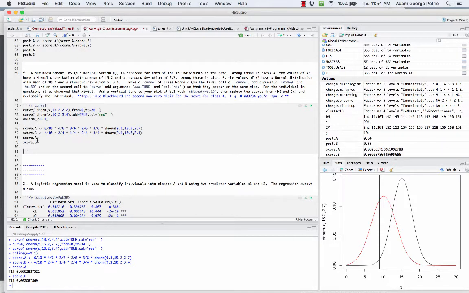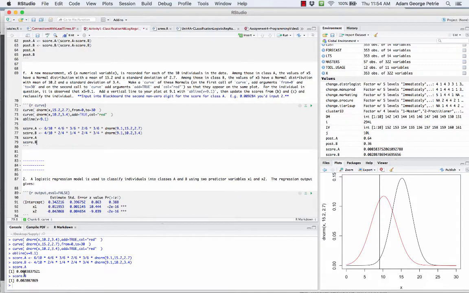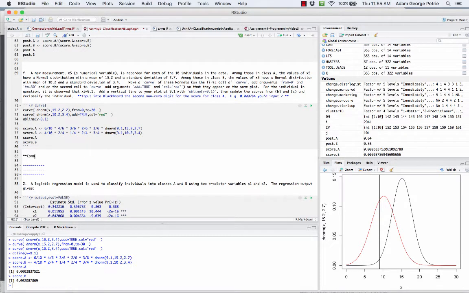And now what I see is that the classification is actually reversed. The score for Class B is now quite a bit higher than it is for score A, so I would classify this individual into Class B here. All right, so I'm going to put a little comment. We classify this individual as Class B now, given the information about X5.